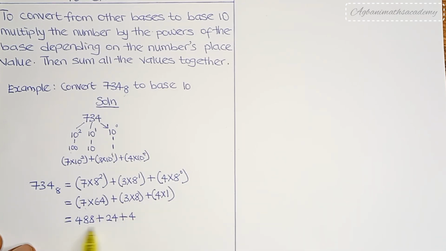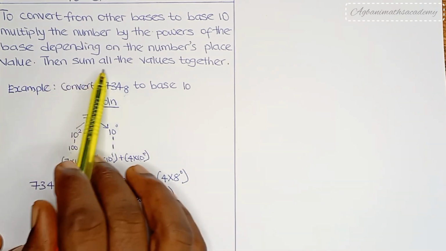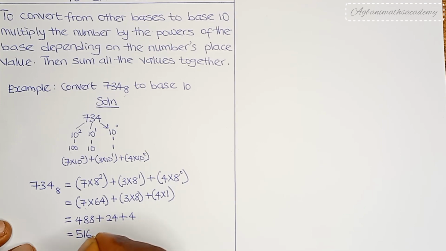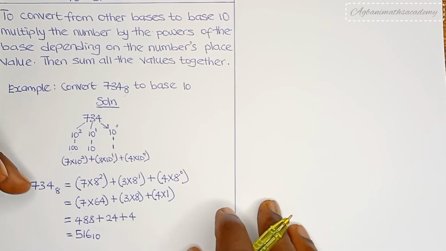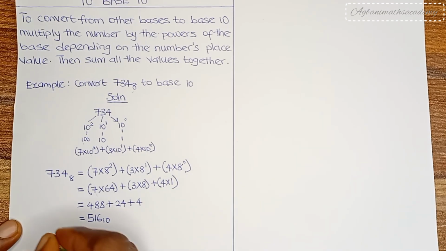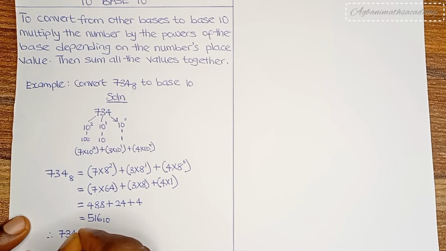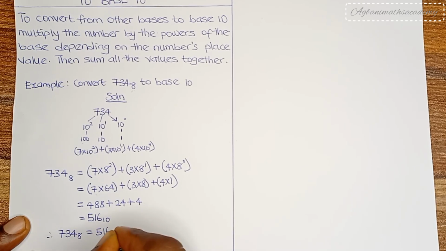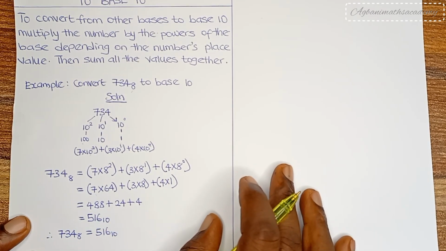So when you add these values together, remember, sum all the values together. So that's what we want to do. If you add them together, you're going to have 516 base 10. So now we've converted 734 base 8 to become 516 base 10. So therefore, 734 base 8 is equal to 516 base 10. Very simple.